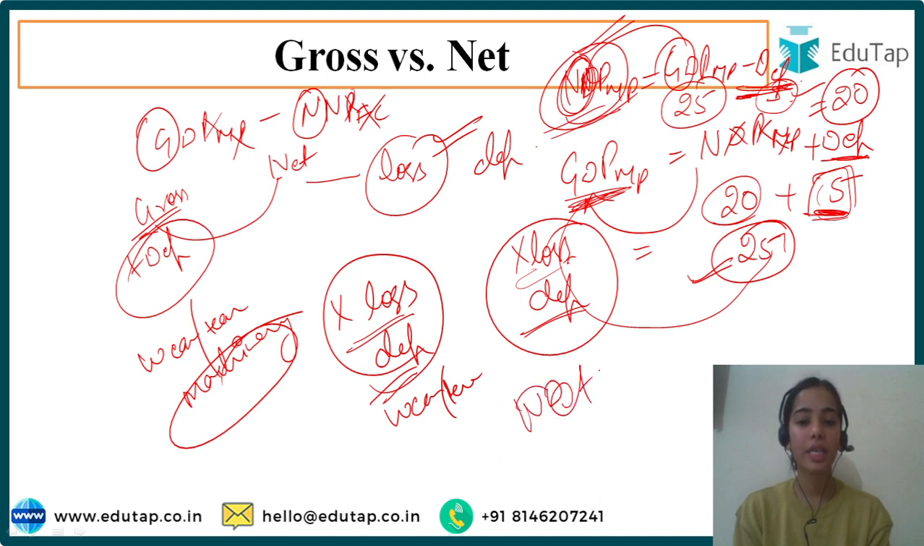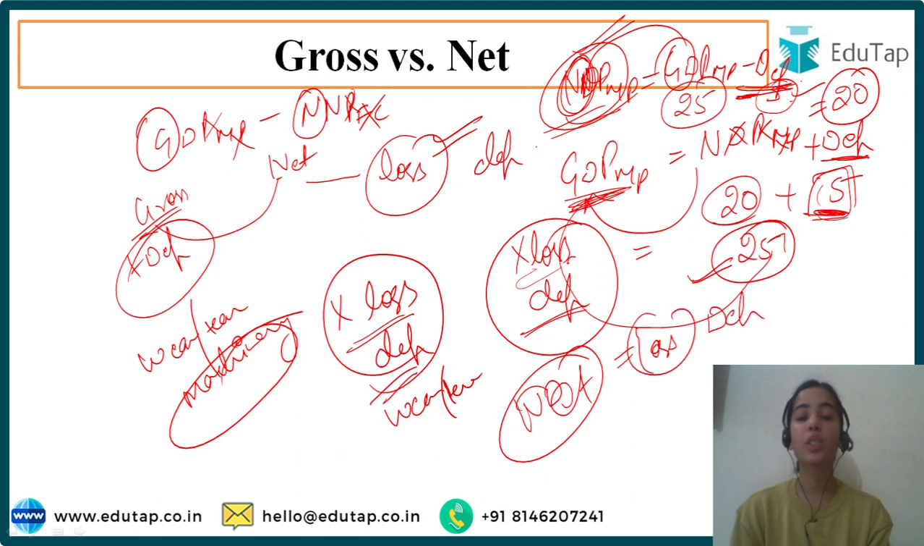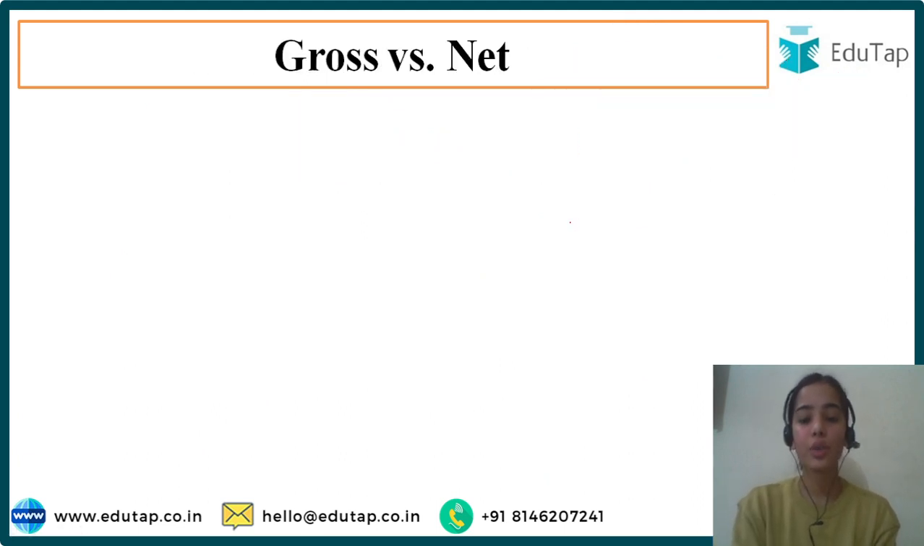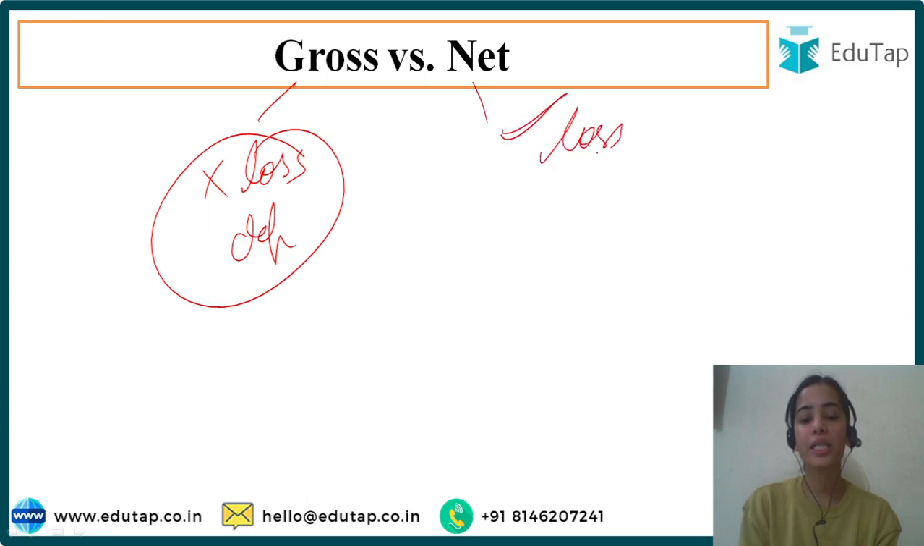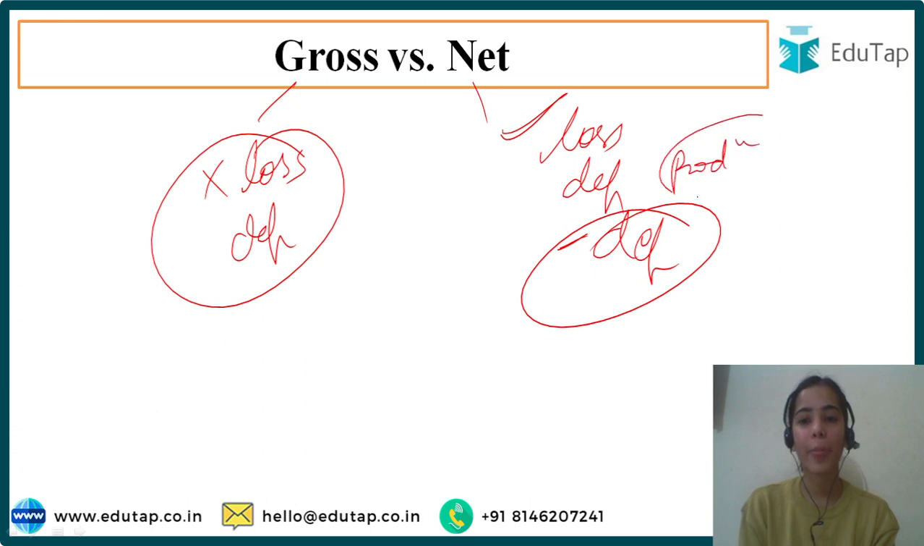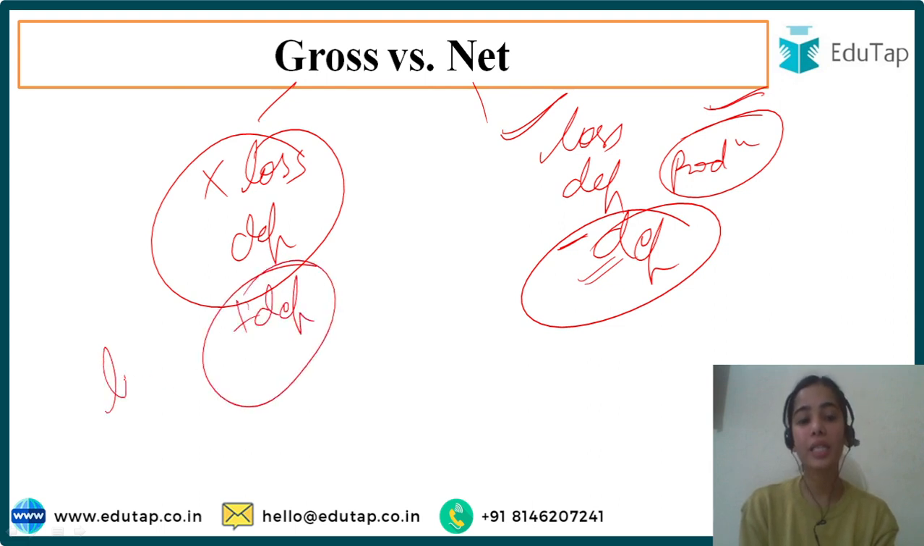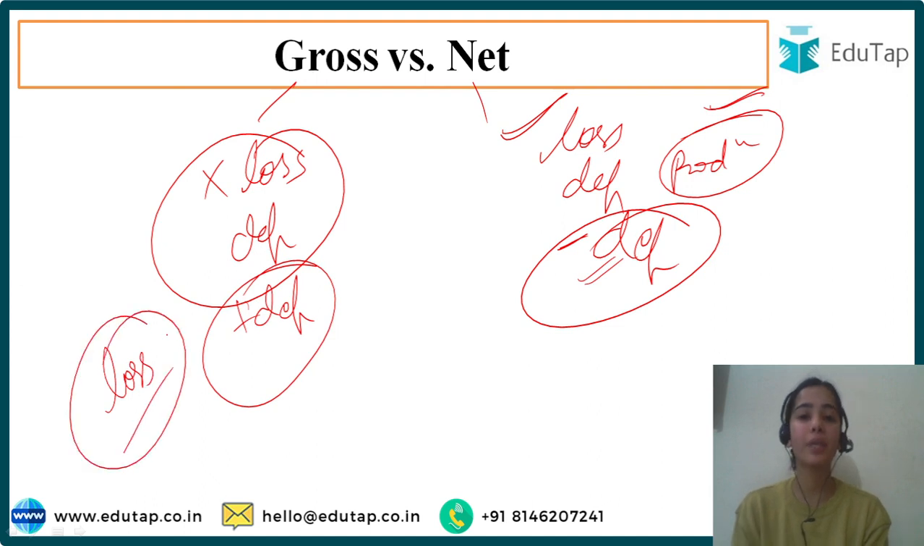The net takes into account the loss that has happened due to the depreciation, and the gross does not take into account the loss that has happened due to the depreciation. It just adds the depreciation into itself. So gross and net, I hope you have understood. The gross does not take into account the loss due to depreciation, and the net takes into account the loss due to the depreciation by deducting the depreciation from the production. We see how much production has happened, and from that we deduct the depreciation, while the gross just adds it and does not take into account that some loss has happened due to the wear and tear of the machinery.